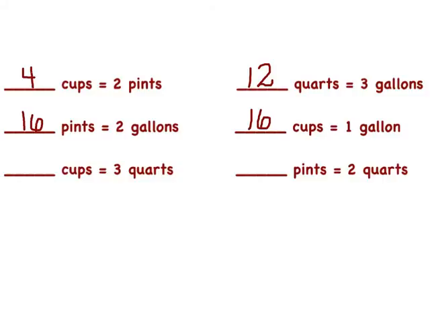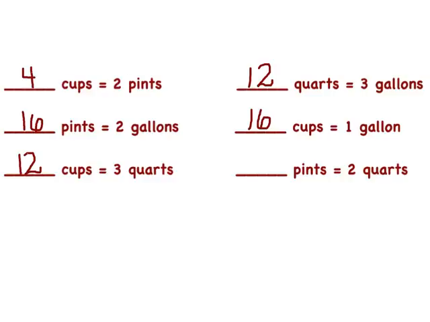Next we have how many cups equals 3 quarts. Again, if I think back to Mr. Gallon Man, the quarts were the arms and the legs. So if I'm thinking about 3 of those, and each one of those quarts had 4 cups, then 4 times 3 is 12. So there are 12 cups in 3 quarts.